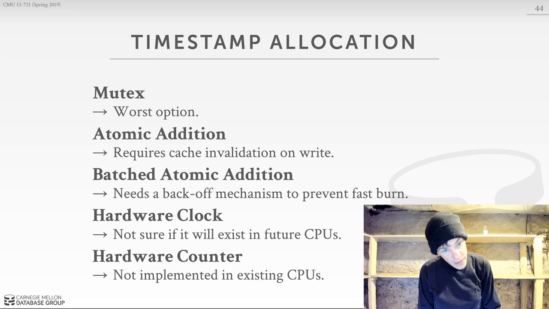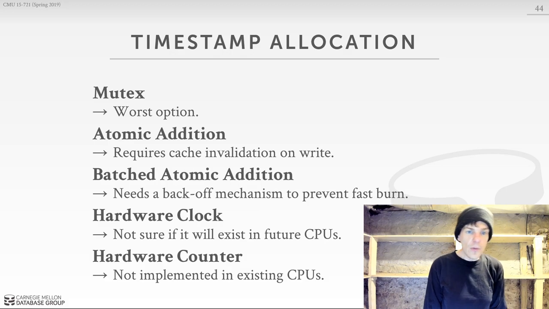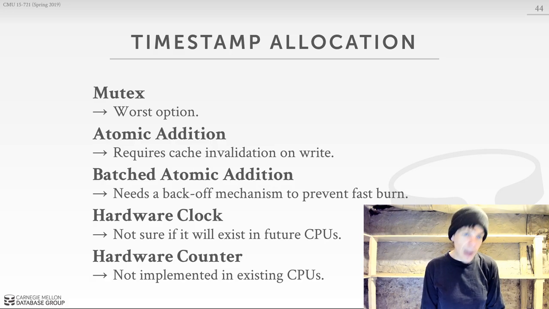Another way to get around this is batch atomic addition. Instead of getting a single timestamp at a time, maybe for a group of threads you get 10 timestamps, and then you hand them out locally and only go back to the global counter when you need to get a new batch of timestamps. This is a pretty good idea. We'll see this multiple times again throughout the semester.